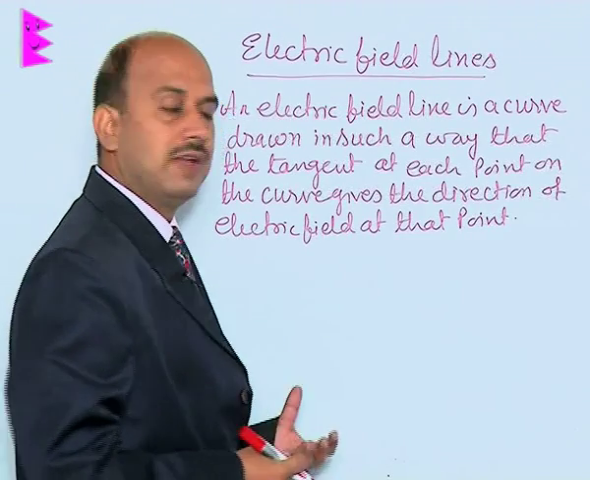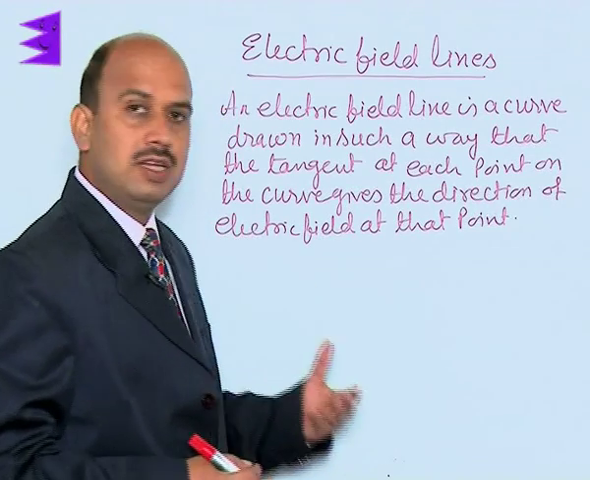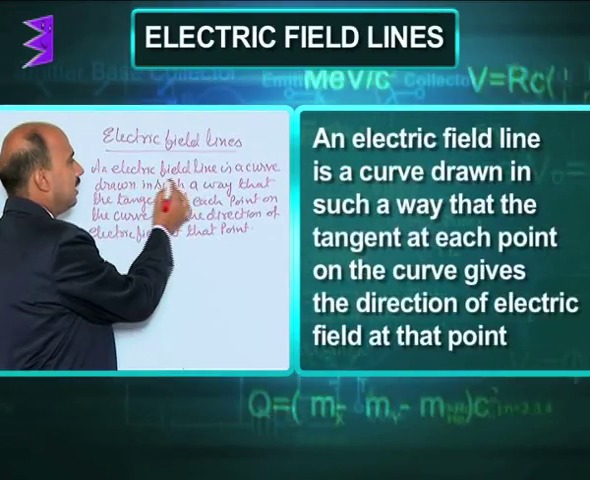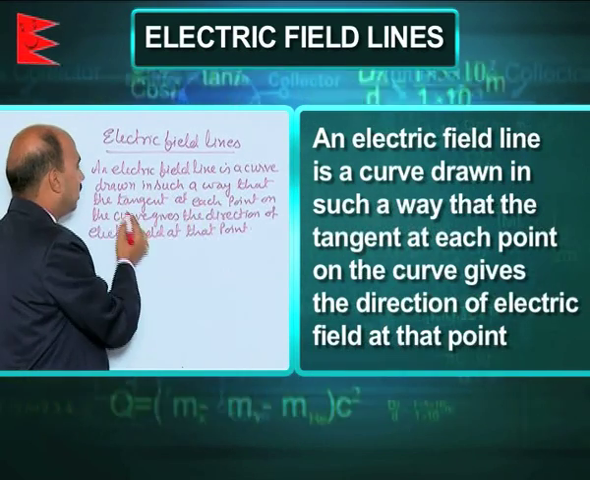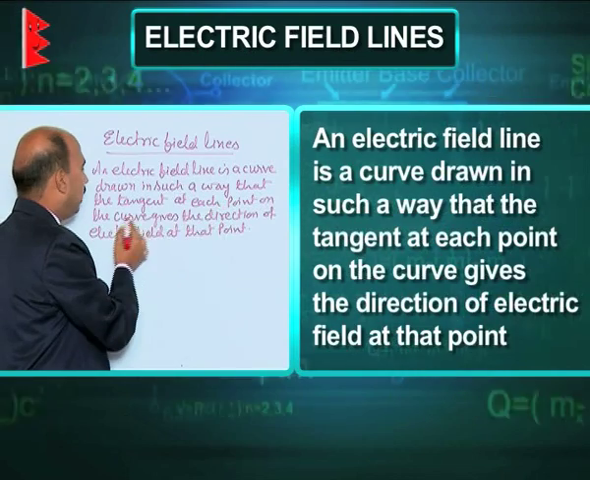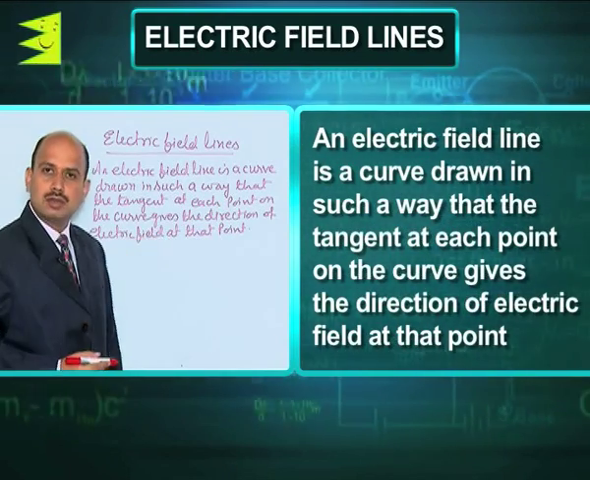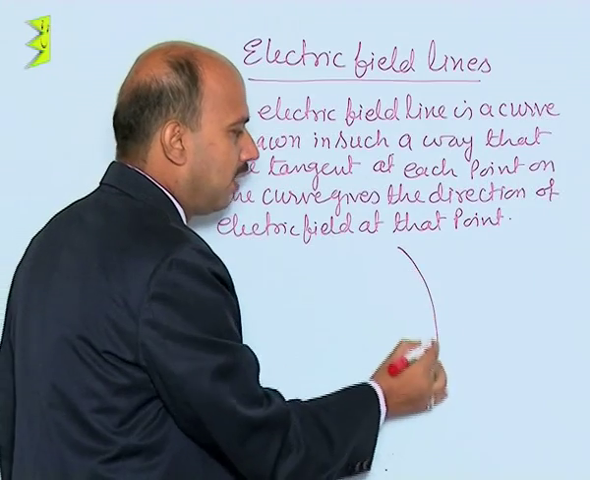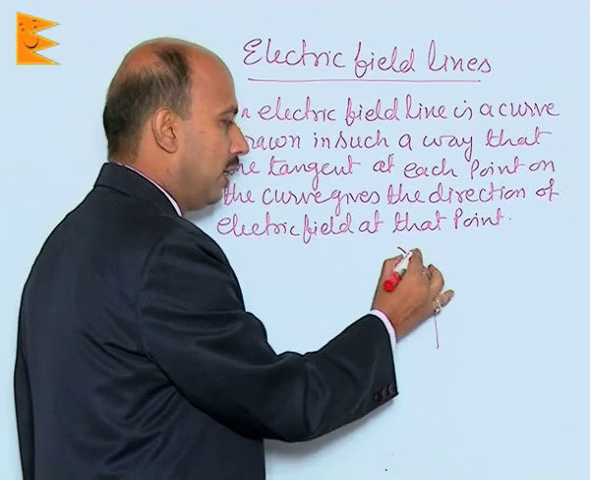Now, see here electric field lines. What do we mean by electric field lines? Let us see its definition. An electric field line is a curve drawn in such a way that the tangent at each point on the curve gives the direction of electric field at that point. So, if you take a curve like this, the tangent at any point gives the direction of electric field.